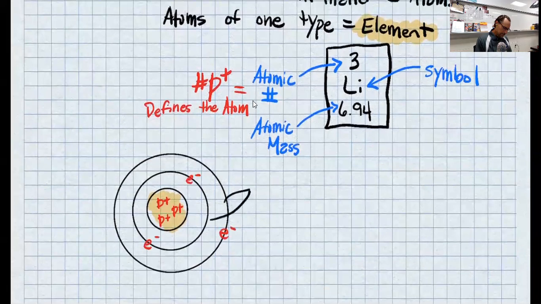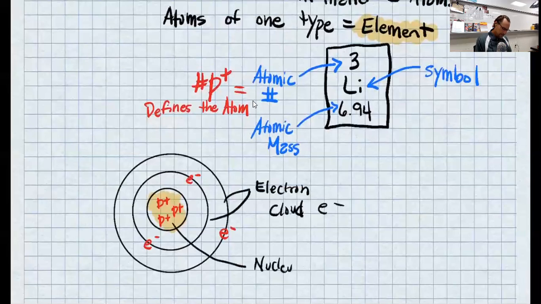I have what's called the electron cloud. And that's where my electrons are at. And then inside of here, I have my nucleus. And that's where my protons are at, and my neutrons, which don't have any charge. Okay, so protons have a positive charge. Those are in the nucleus.